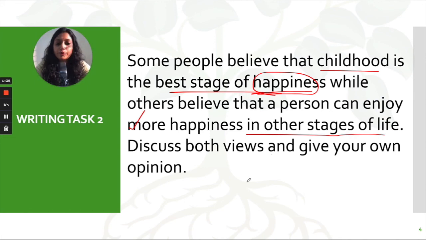All right. Okay. So that's it with today's lesson. That's it with today's idea generation. I hope this lesson helped you.